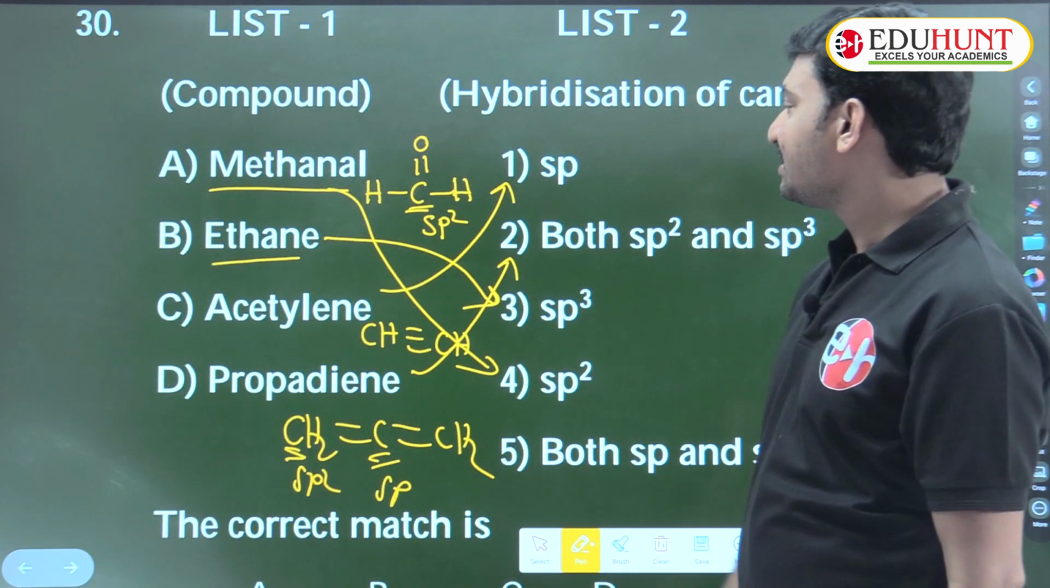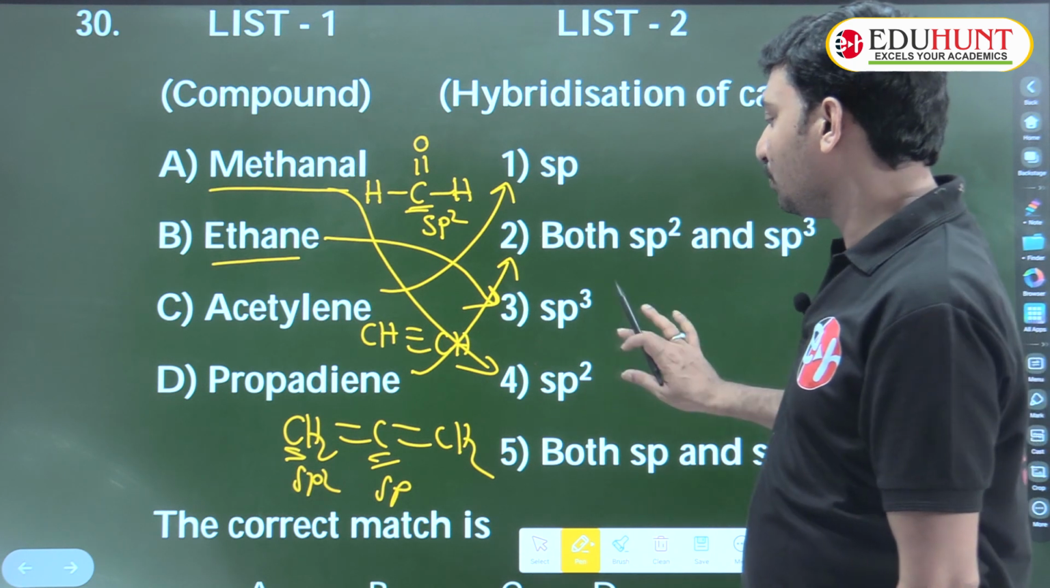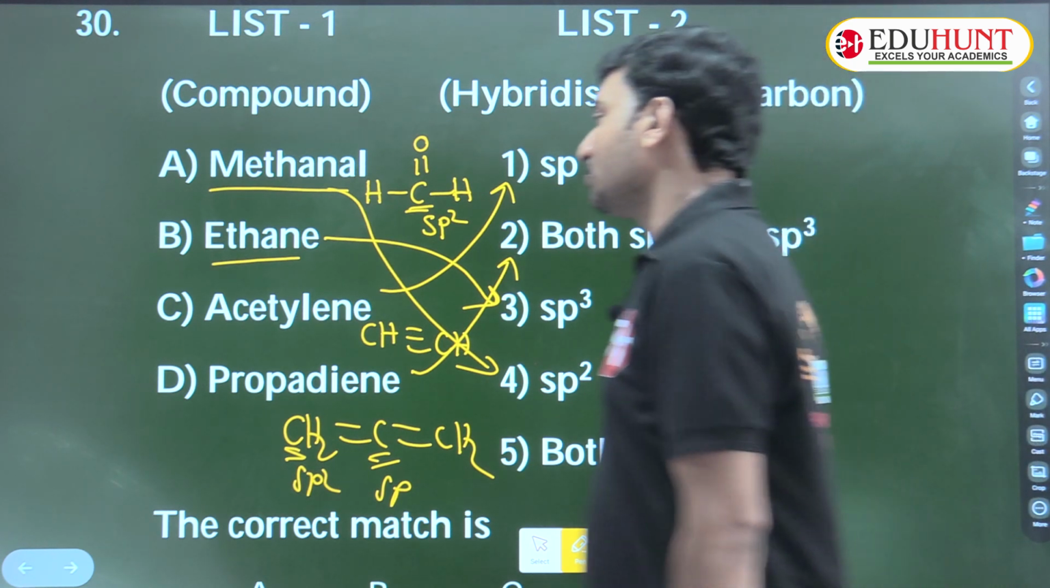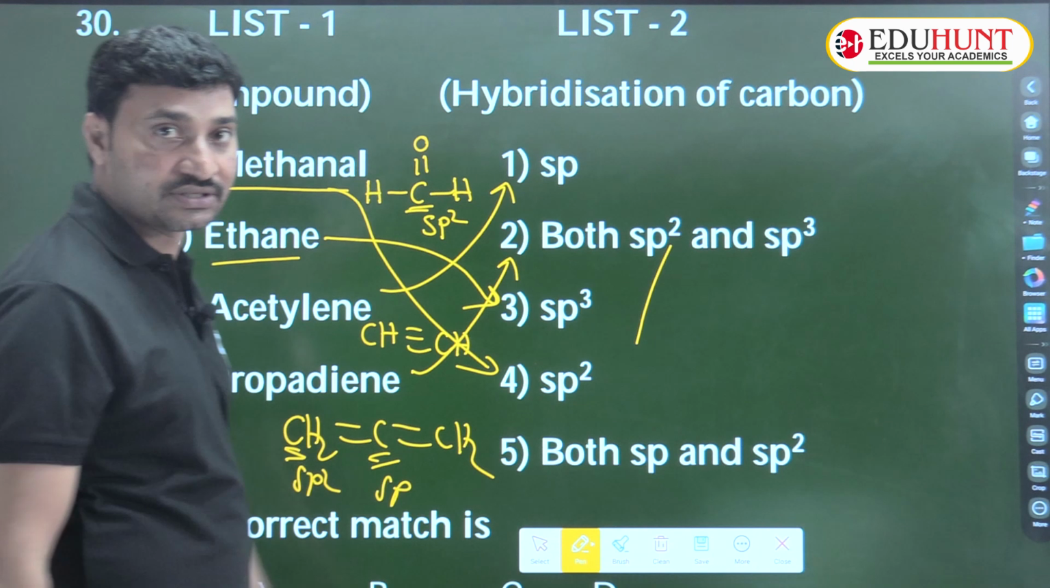B3, C1, D2. Right? And choose the correct answer according to this.